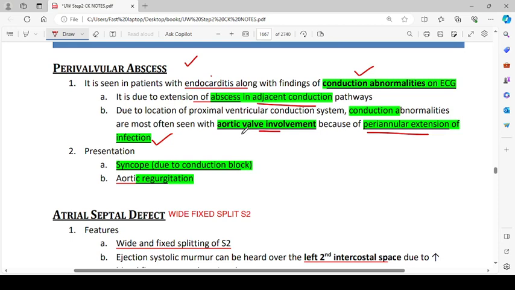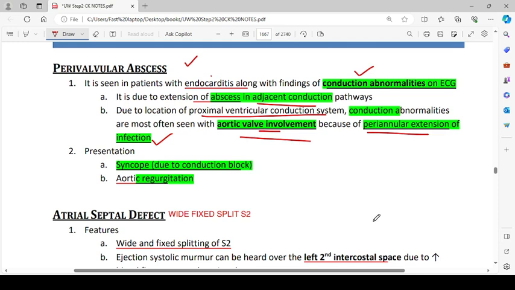Are most often seen with aortic valve involvement. I just didn't get the point. Yes, aortic valve involvement and periannular extension of the infection. So what has that to do with the conduction abnormalities? There is a proximal ventricular conduction system that is located close. Yes, the aorta originates in the left ventricle, and near its opening there is a proximal ventricular conduction system.